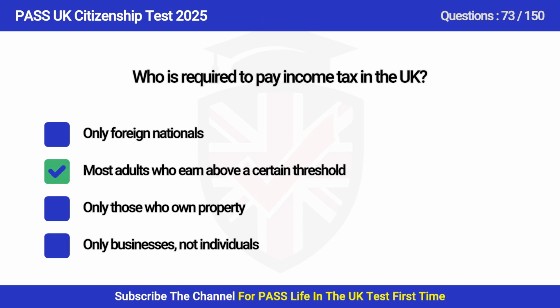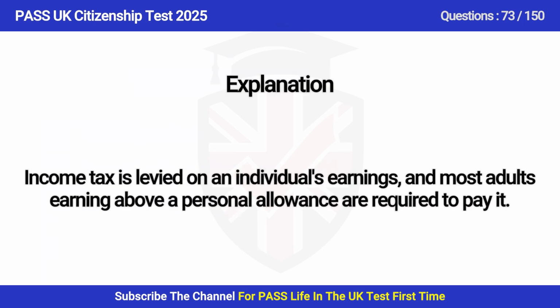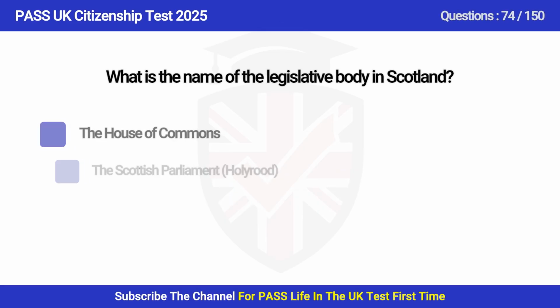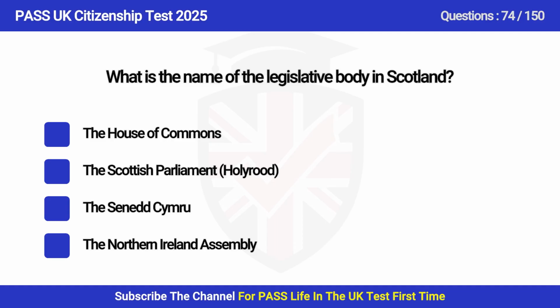Answer is B. Most adults who earn above a certain threshold. Income tax is levied on an individual's earnings, and most adults earning above a personal allowance are required to pay it. Question 74. What is the name of the legislative body in Scotland?